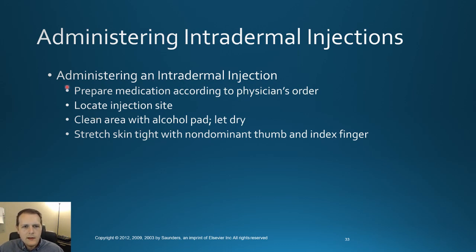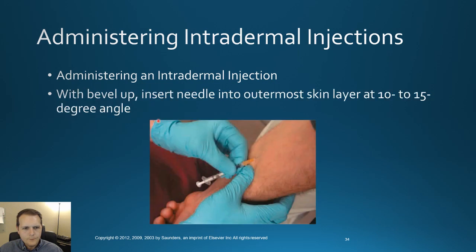So when giving drugs via the intradermal route, make sure to prepare the medication according to the order, locate which injection site you're going to use, and then clean off the area with an alcohol pad. You'll let it dry off, which alcohol typically does pretty quickly. And then you can stretch the skin tight with your non-dominant thumb and index finger. So if you're right-handed, go ahead and use your left hand to hold that skin tight.